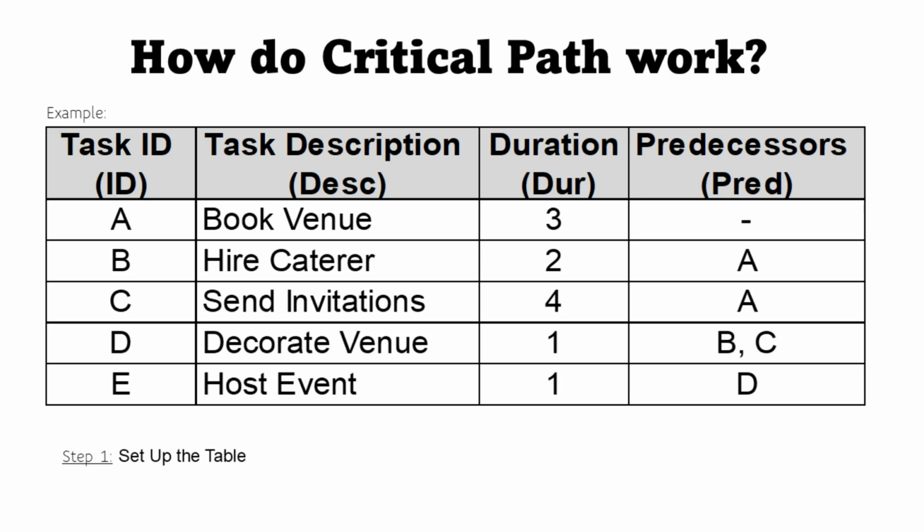Imagine hosting an event. Task A, book venue, takes 3 days. Task B, hire caterer, takes 2 days, and task C, send invites, takes 4 days. Both task B and task C wait on A. Task D, decorate venue, takes 1 day and depends on task B and task C finishing, while task E, host event, takes 1 day and relies on task D. Step 1. Set up this table in Excel or Google Sheets. For step 1, it's your foundation.